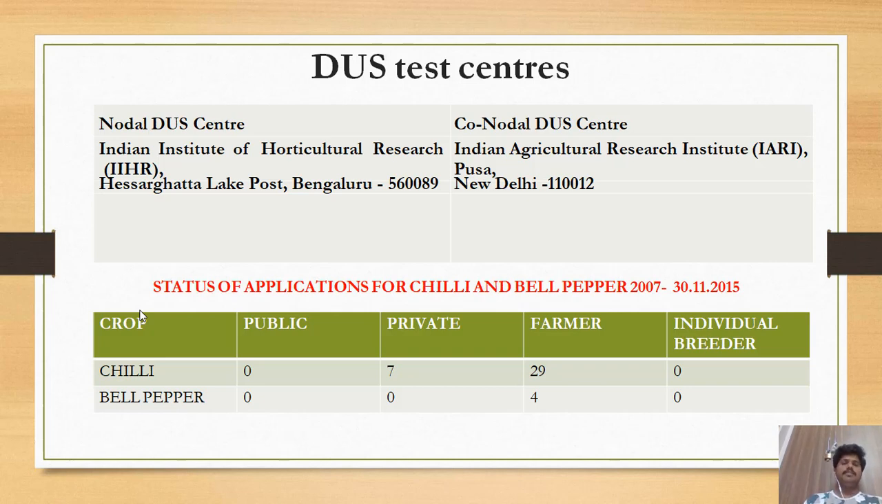Then where we have DUS centers. The nodal DUS center is located at the Indian Institute of Horticultural Research, which is at Bangalore, and the co-nodal DUS center is located at IARI in New Delhi. And the status of applications of chili and bell pepper in 2017. So how many are there? For chili we have 7 private, 29 farmer listings, and individual breeder mode. Then for bell pepper we have 4 from the farmer side.